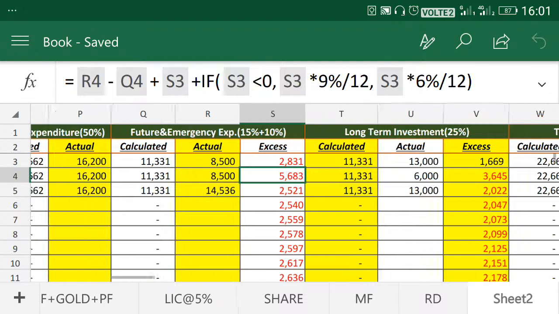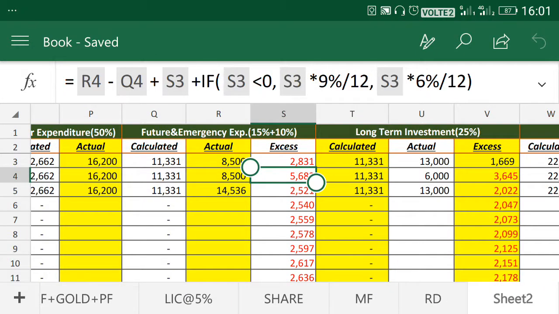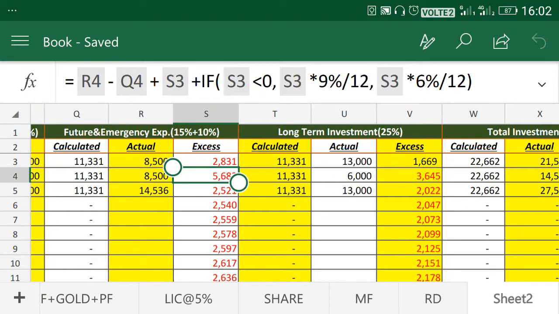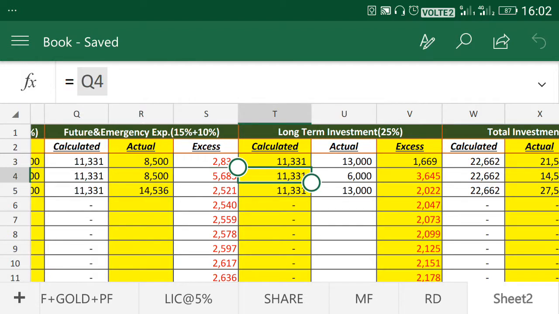Now why I am telling this, because the future and emergency expenditures are parked in a debt fund, and in debt funds, you know, the expected return is 6 to 9%. So if there is a shortfall, I will take the 9% maximum one, and if there is an excess investment, I will take 6%. Now come to long-term investments. Month of May, the calculated one will be the same.